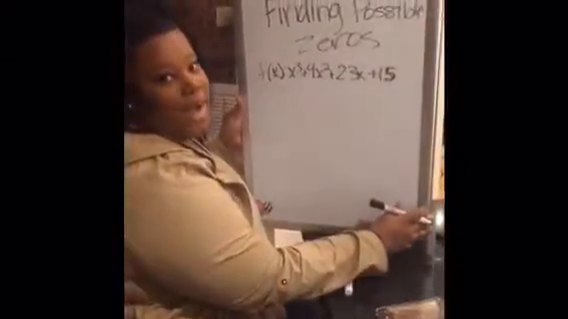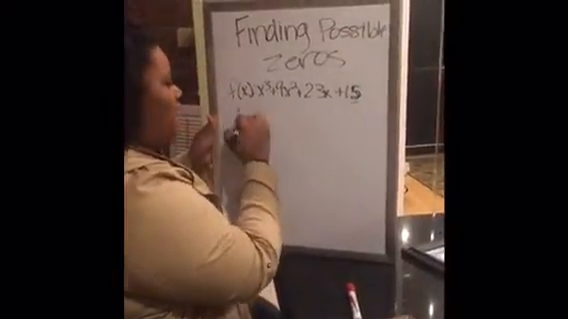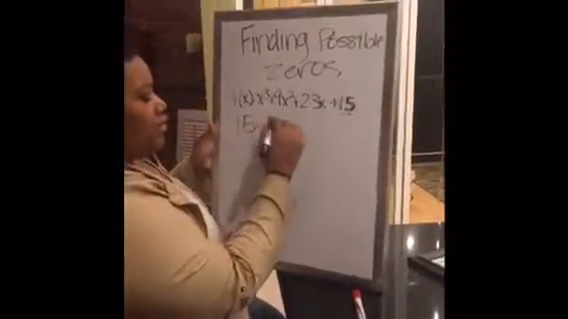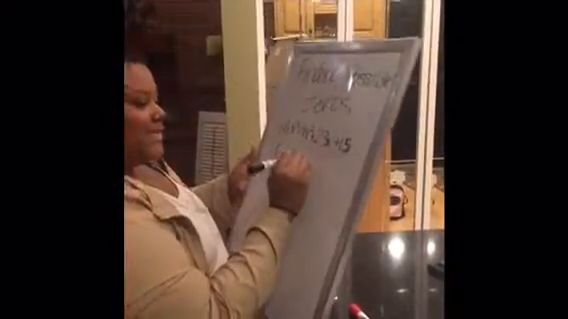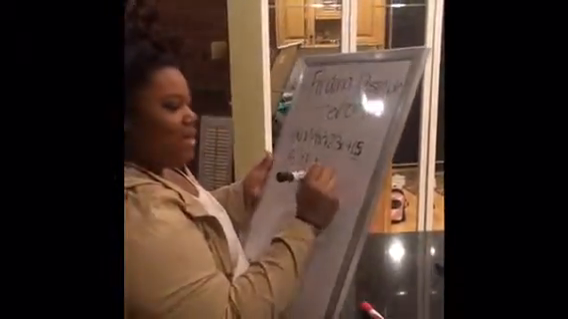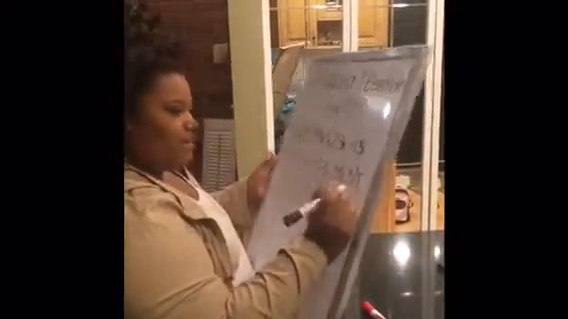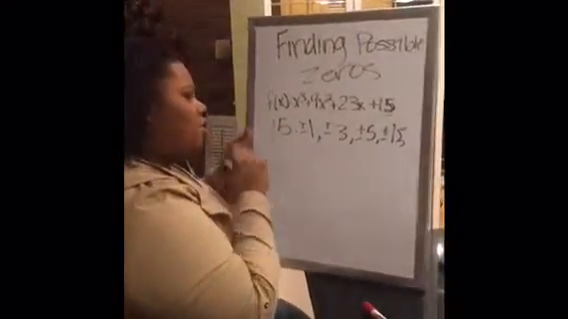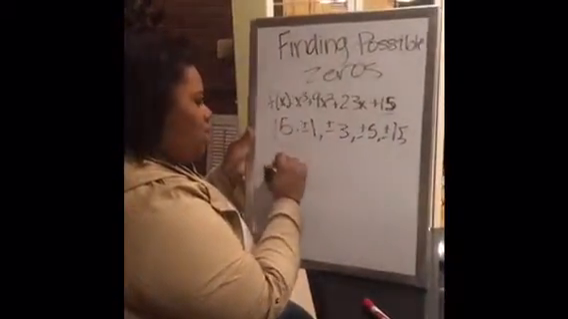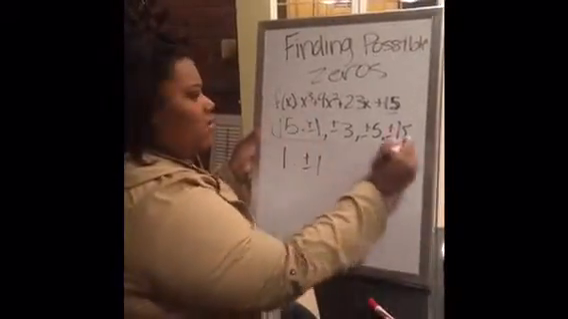This is finding the possible zeros. For this, you take the constant and you list the factors. So the factors are plus or minus 1, plus or minus 3, plus or minus 5, and plus or minus 15. And then you take the highest term, which is 1, and since it's the same, these are your answers.